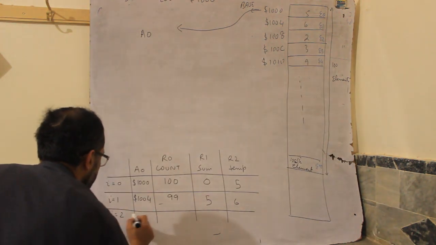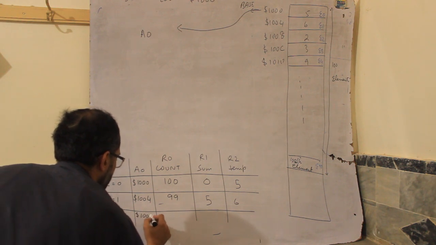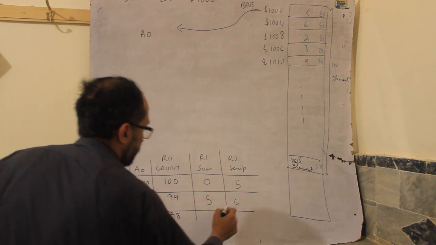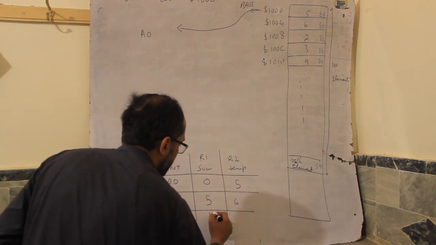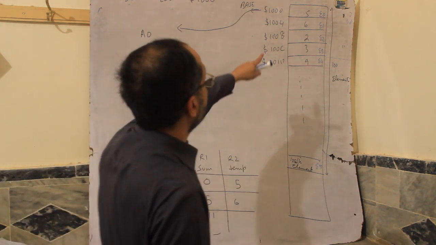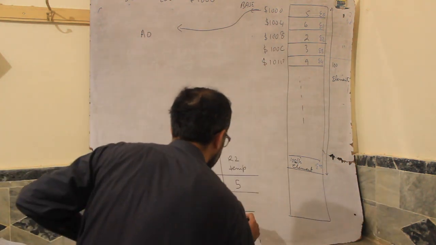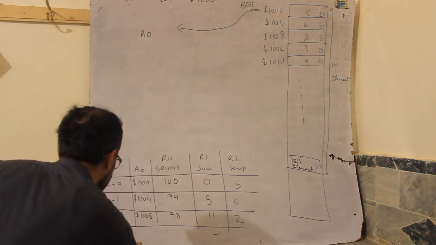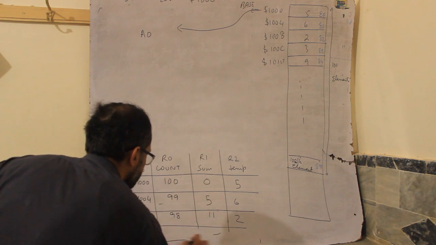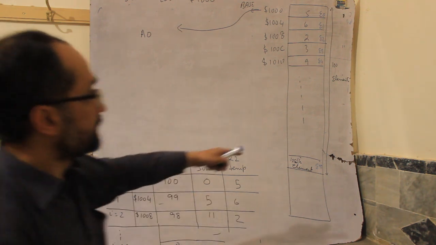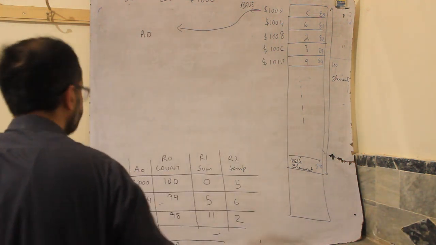Similarly, i is equal to 2. The address should now be 1008. The count should now be 98. The value of sum, 5 plus 6, is equal to 11. And then temp will contain the third element, and so forth. In the last iteration, when i is equal to 99, the count will be 0, and the sum will contain the sum of all elements of the array.